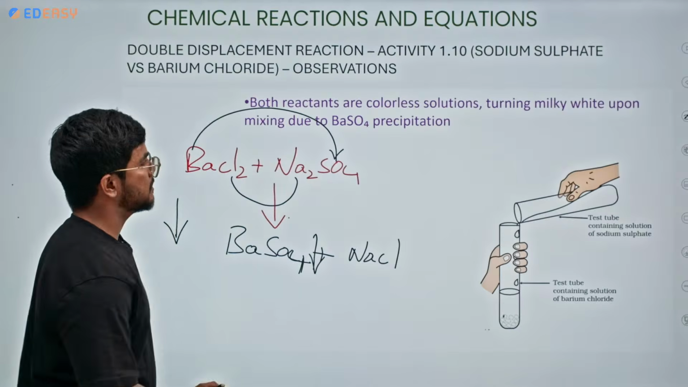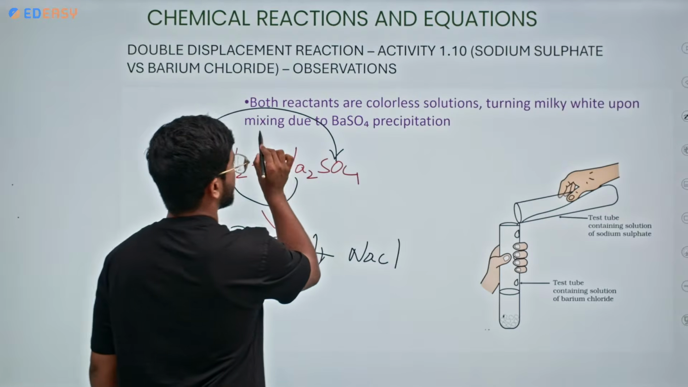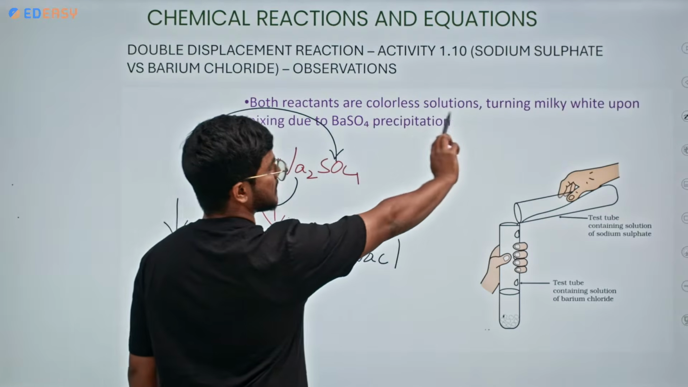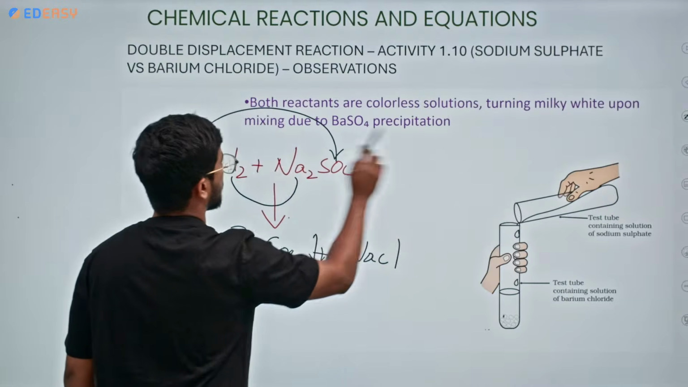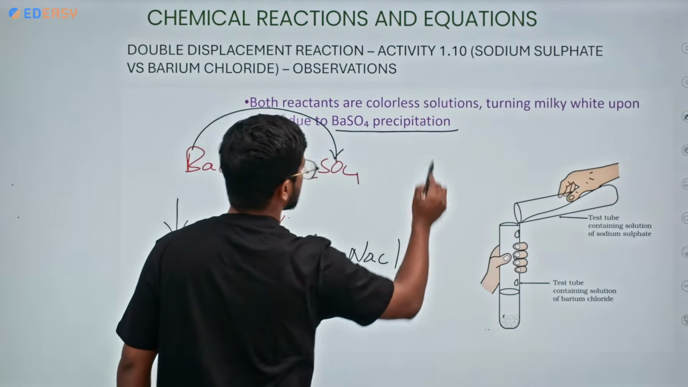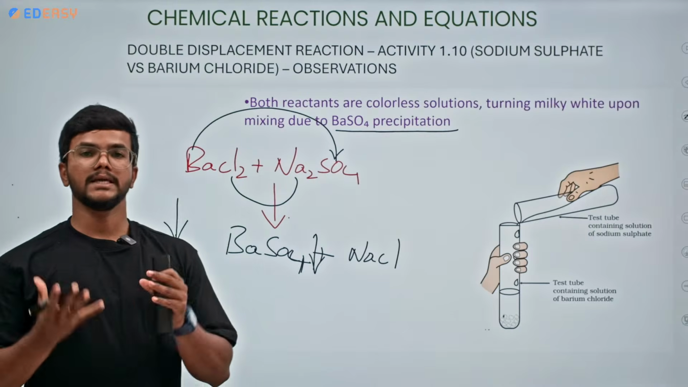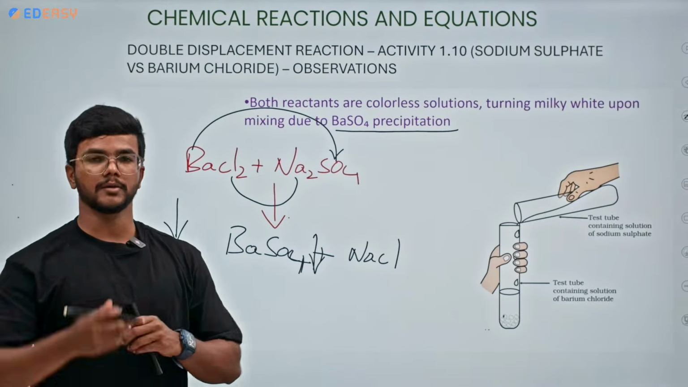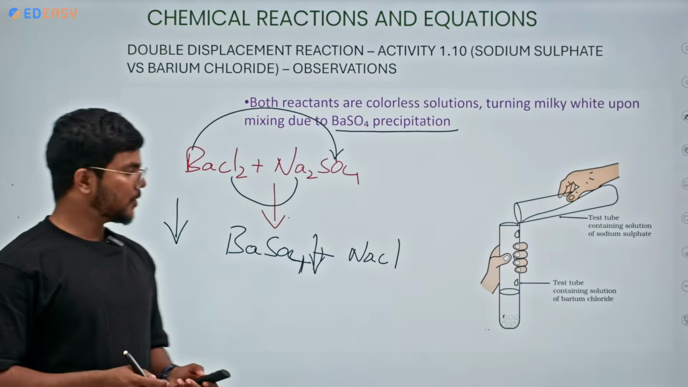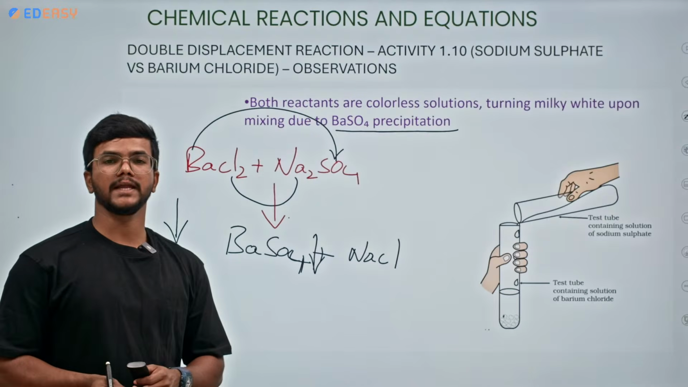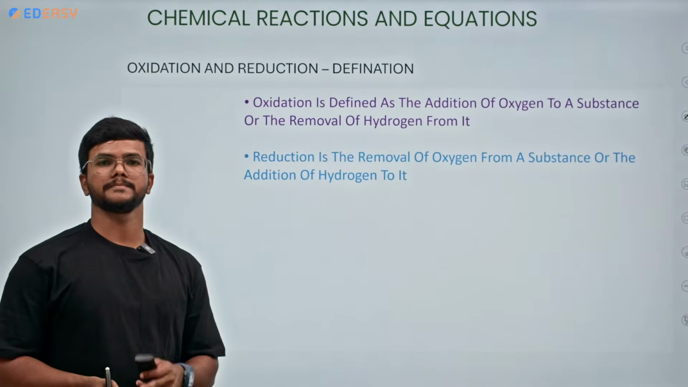When both reactants are colorless solutions, upon mixing they turn milky white due to barium sulfate. Barium sulfate is an insoluble salt which goes to the bottom of the reaction vessel. Hope you understand the double displacement reaction with activity 1.10.